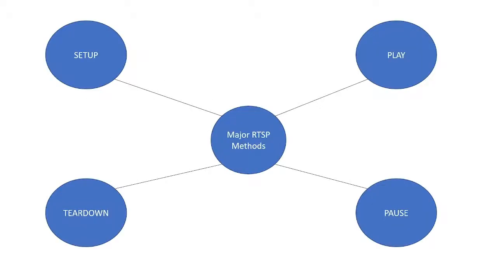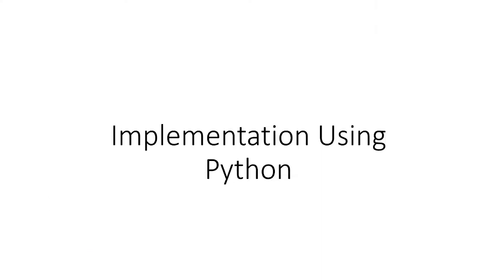There are four major RTSP methods: setup, play, pause and tear down. Setup: server starts an RTSP session. Play: starts data transmission on a stream. Pause: temporarily pauses a stream. Tear down: no RTSP session on the server anymore.